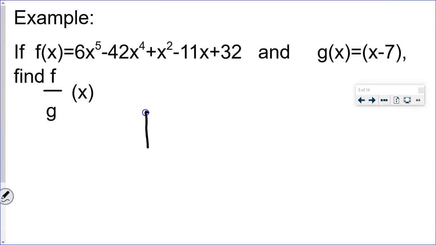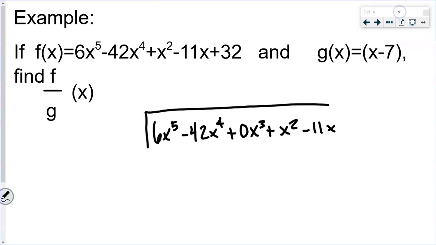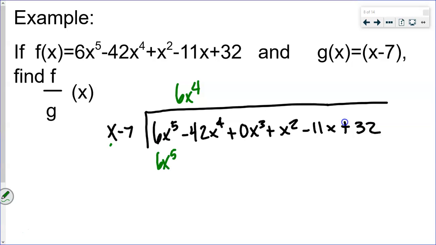Okay, so now we're going to go ahead and do this right here. So I'm going to go ahead and put this 6x to the 5th minus 42x to the 4th. And I notice right now that there's no x to the 3rd. So I'm going to say plus 0x to the 3rd plus x squared minus 11x plus 32. Okay, so now I'm going to divide that by x minus 7. So once again, my question is, what do I need to multiply by x to get 6x to the 5th? So it would be 6x to the 4th, right? So I'm going to multiply 6x to the 4th by both of these, so that gives me 6x to the 5th here, and negative 7 times 6x to the 4th is negative 42x to the 4th, right?